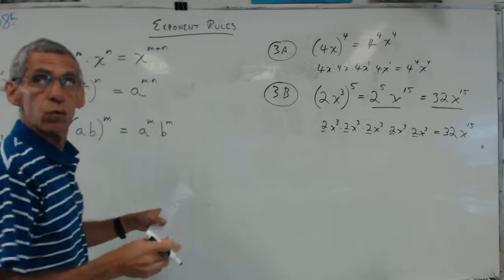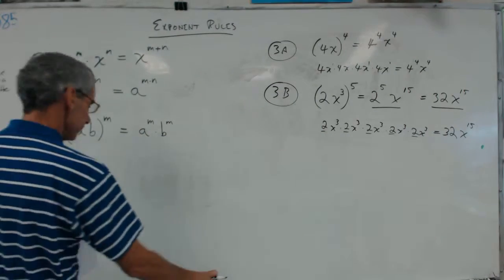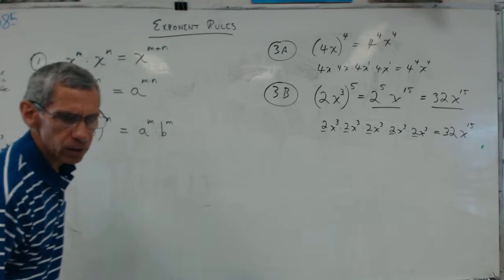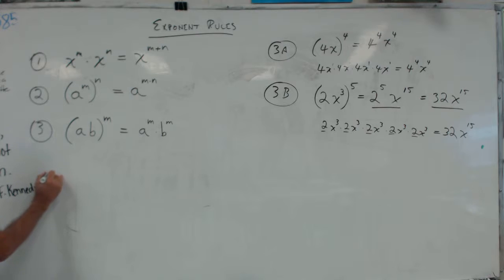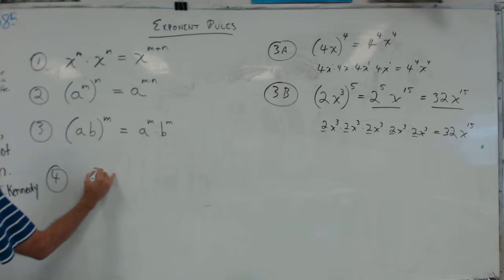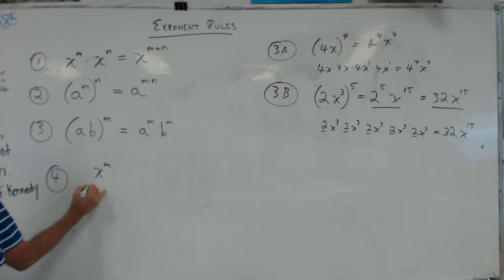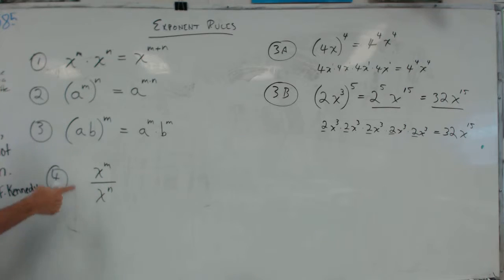Okay. Awesome. There's one more that is a new one this year. I guess I'll, is it still on here? Please tell me it's all on this. Oh, yes. Sure. Okay, 4. This is our last one. And it's, we can go back to x's. x to the m over x to the n. We're talking about a fraction now, right? A fraction. And every fraction is what? A division problem, right? It's the numerator divided by the denominator, right?